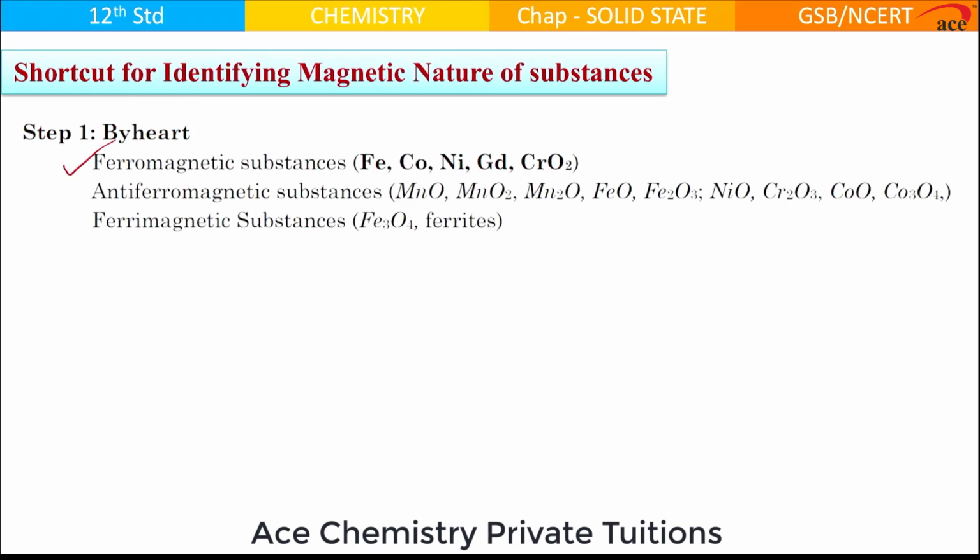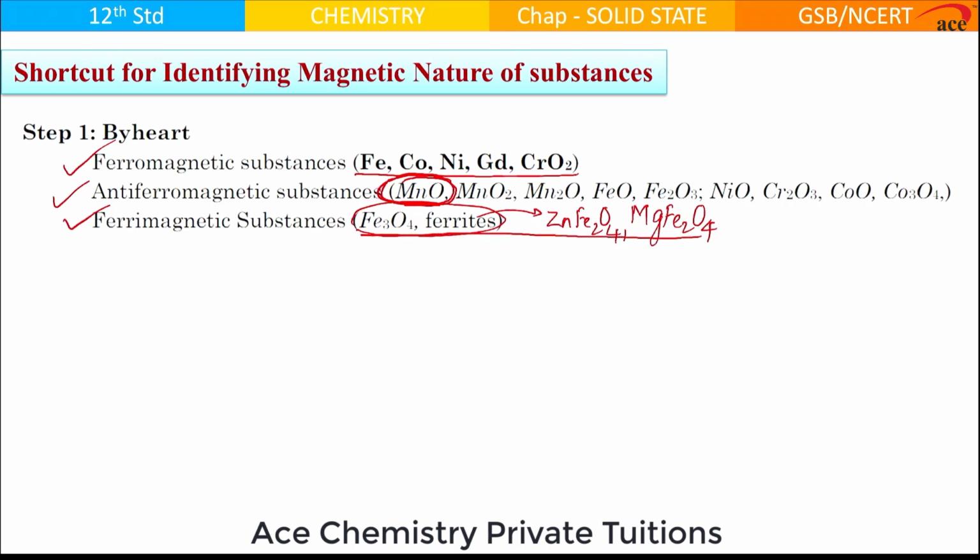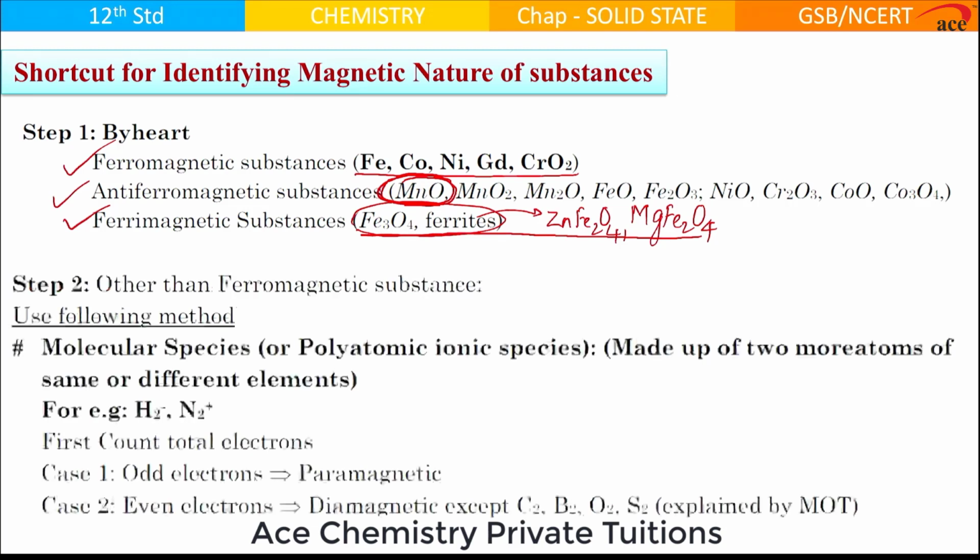By heart the ferromagnetic substances, by heart the anti-ferromagnetic substance of the syllabus. Only one example is there, MnO. By heart the ferrimagnetic substances of our syllabus: Fe3O4, and remember the ferrites ZnFe2O4, MgFe2O4. These are examples of ferrimagnetic substances. By heart these 5 examples; as per NCERT, by heart only 1, then this example. After you memorize this as step number 1, go to step number 2.